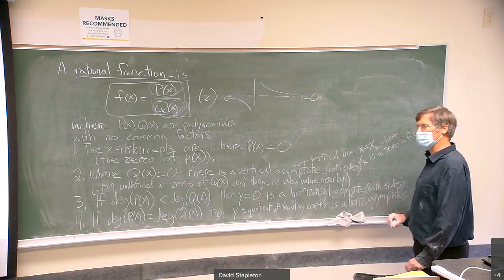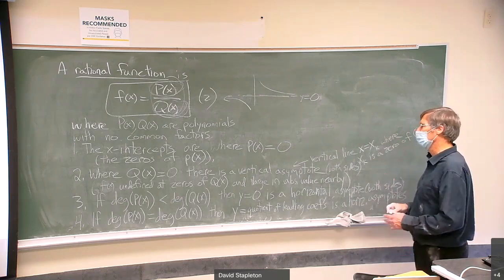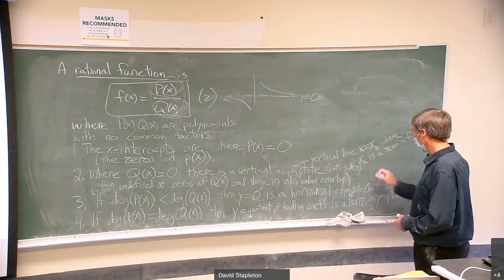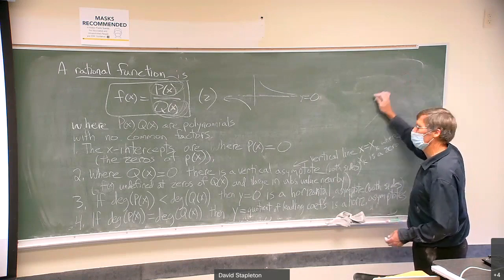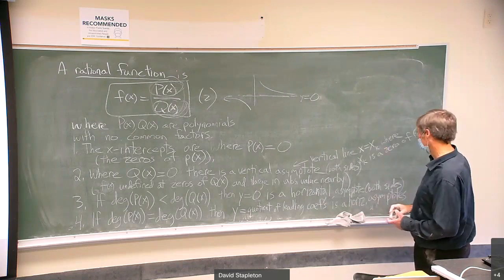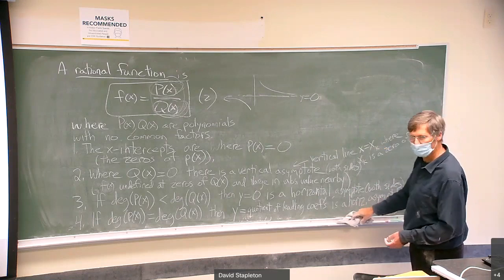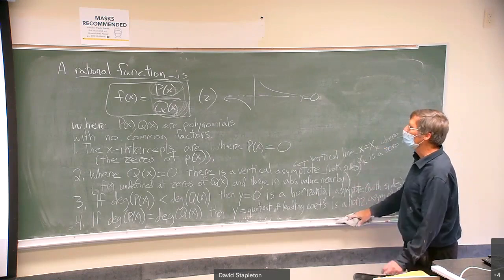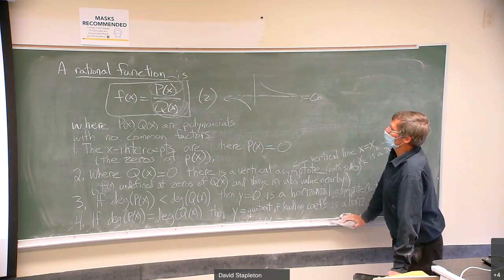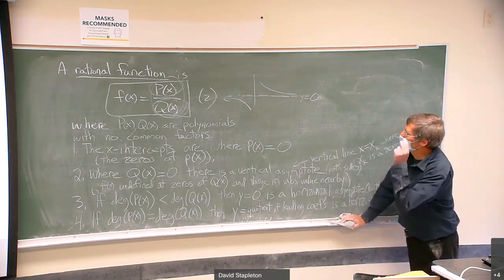If the degree of p of x is greater, there's no horizontal or vertical asymptote. You have a skew asymptote, like a slanted one. We won't do that. Those are for calculus and that kind of thing. The reason we don't go into more detail here is we haven't got the mathematics to do it.